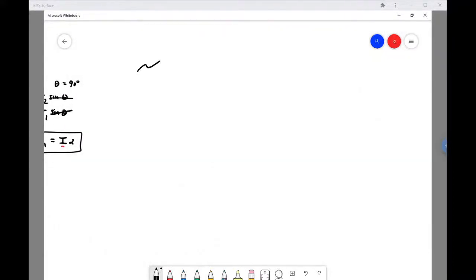So torque, it's a vector, and it's this cross product between R, the distance from the axis of rotation to where the force is applied, and F.